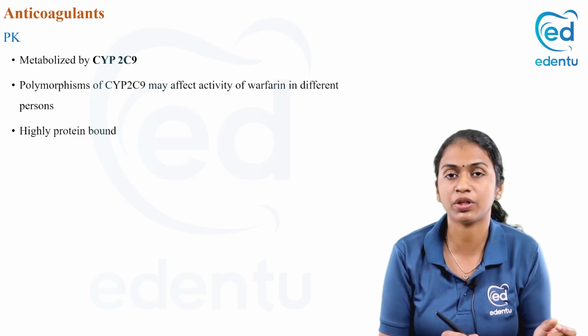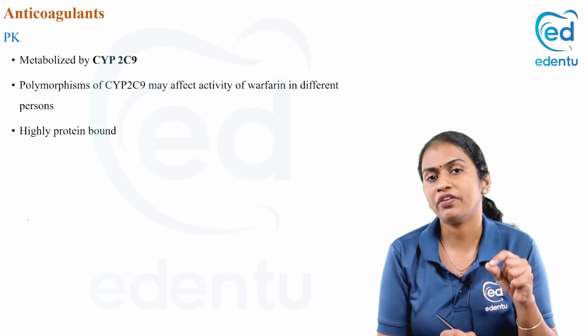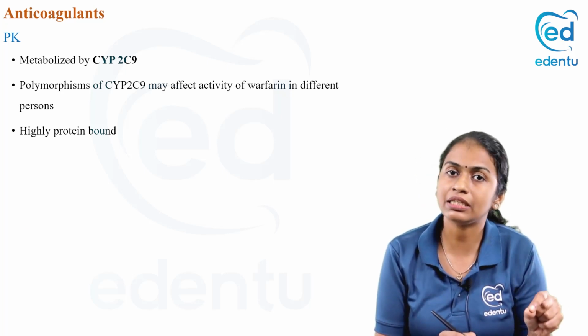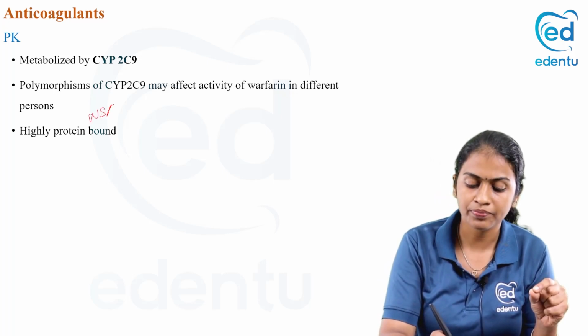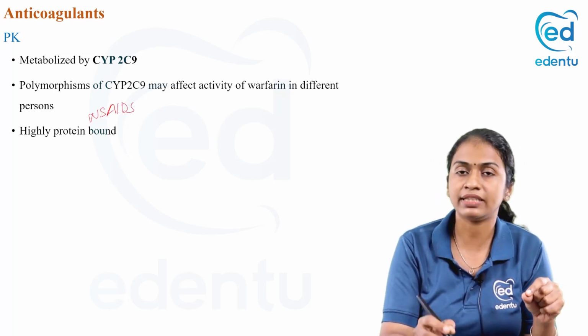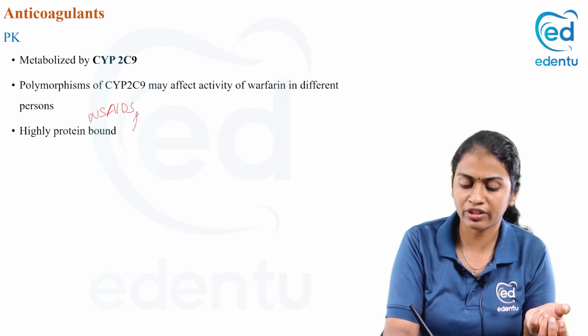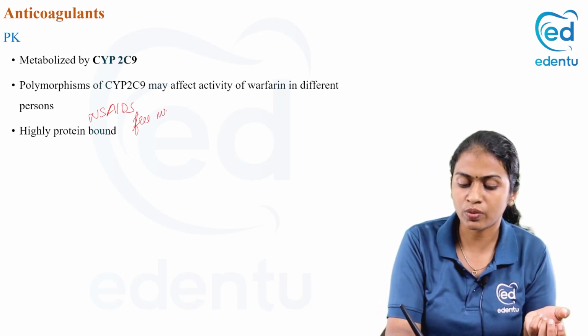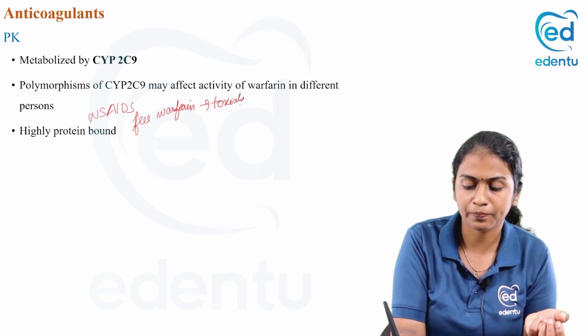It is highly protein bound. So what is the significance of knowing it is highly protein bound? If you are giving warfarin with another highly protein bound drug, like for example NSAIDs, what will happen? NSAIDs will displace warfarin from its protein binding site so that the free warfarin level increases. It is always the free drug that is active and that can lead to warfarin toxicity.